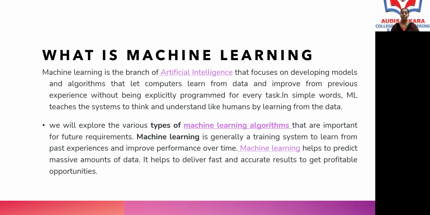We will explore the various types of machine learning algorithms that are important for future requirements. Machine learning is generally a training system to learn from past experiences and improve performance over time. Machine learning helps to predict massive amounts of data. It helps to deliver fast and accurate results to get profitable opportunities.